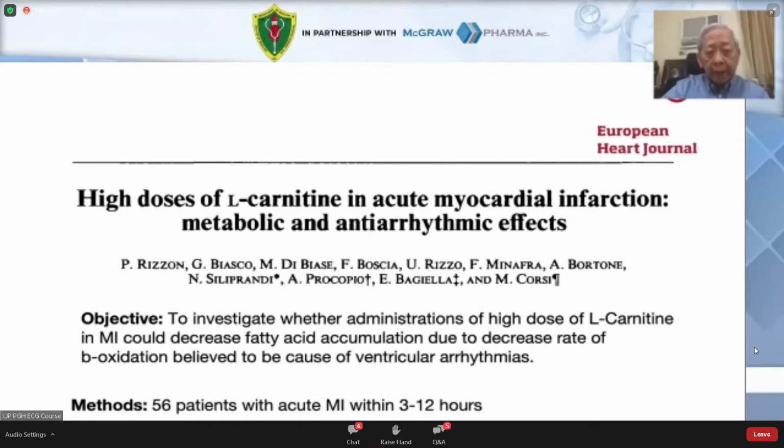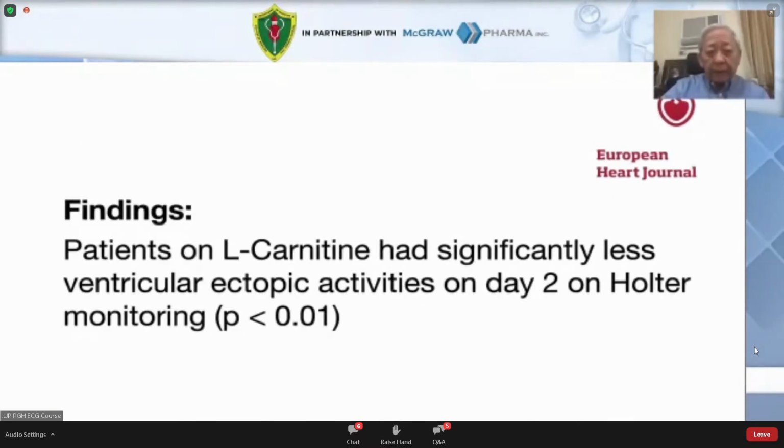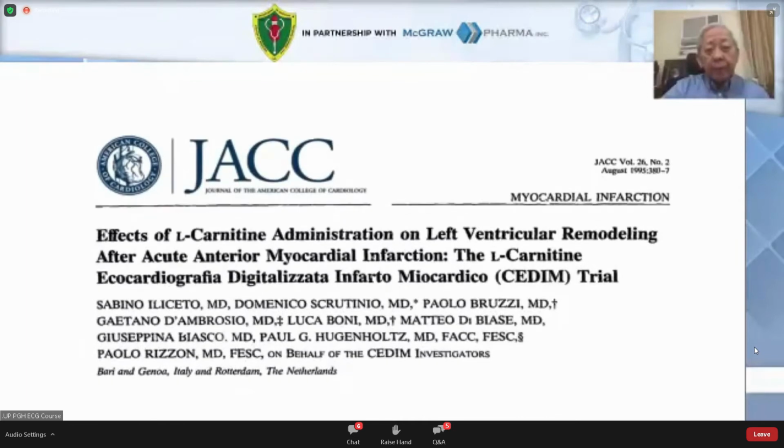His purpose was to investigate whether administration of high-dose L-carnitine in myocardial infarction could reduce fatty acid accumulation due to decreased rate of beta oxidation, believed to be the cause of ventricular arrhythmias. His findings showed that the patients on L-carnitine had significantly less ventricular ectopic activity on day 2 of his Holter monitoring.